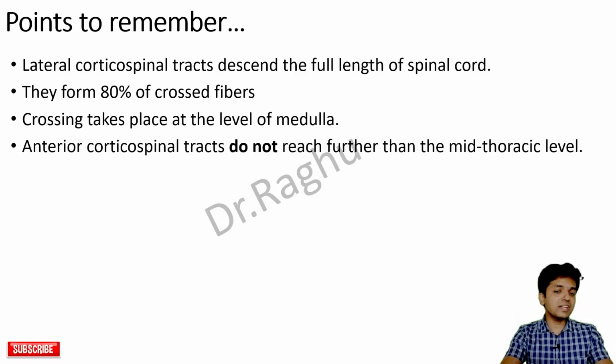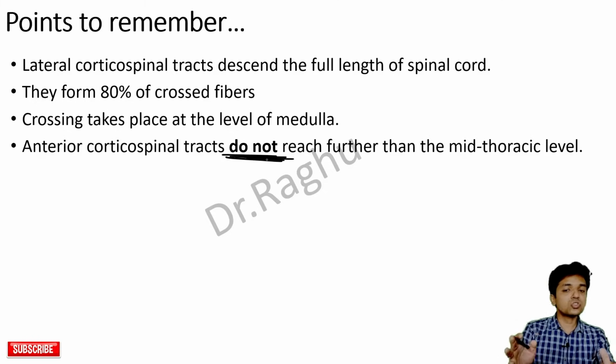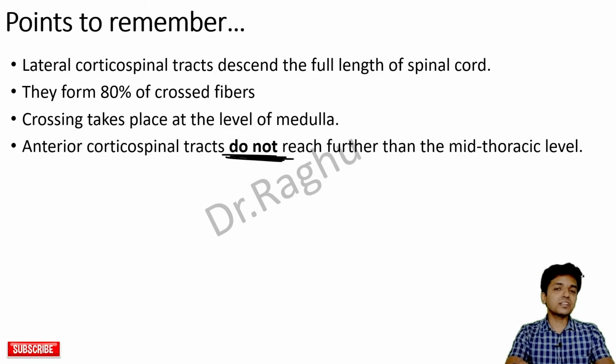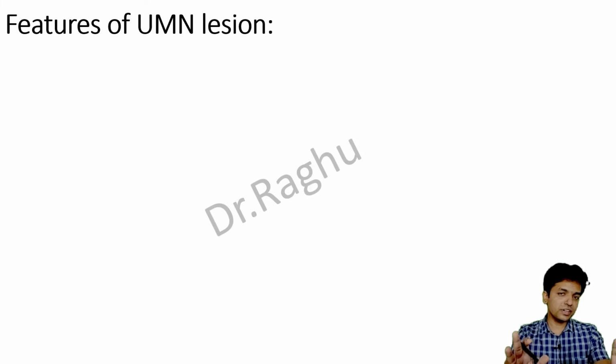But what about the anterior corticospinal tracts? Very important to remember that anterior corticospinal tracts do not reach further than the mid-thoracic level. They are not going to descend the full length of the spinal cord. And anterior corticospinal tracts cross over at the level of the spinal cord. Okay, so these are the important things regarding the origin, course and termination of the corticospinal tract.